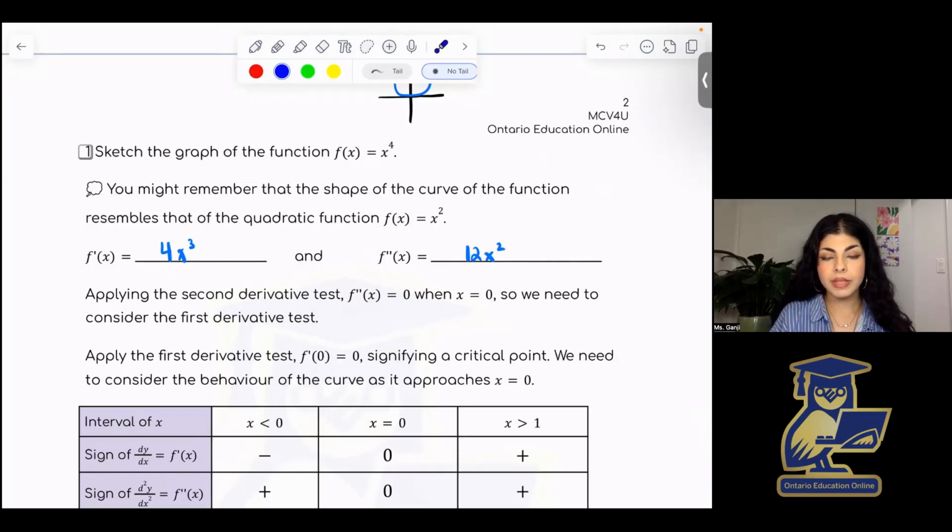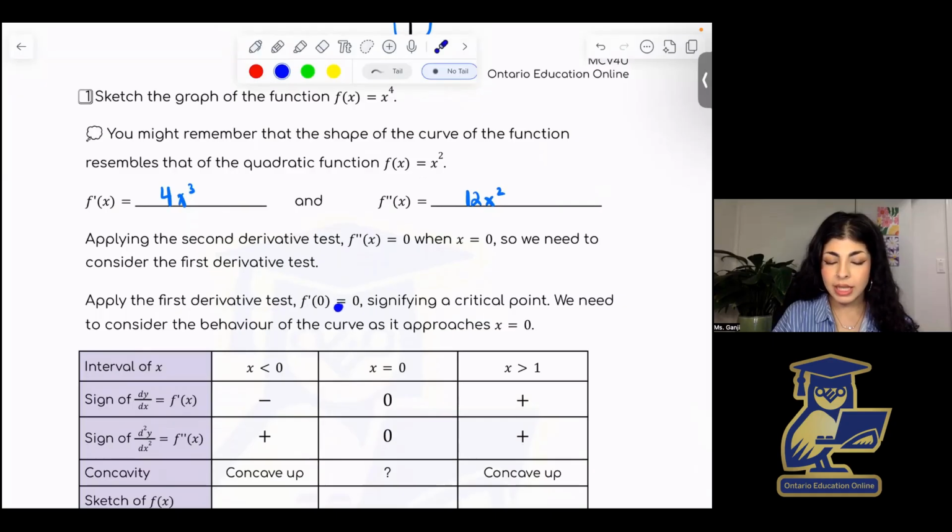So applying the second derivative test, we want to find where f double prime of x is equal to 0. And this happens when x is equal to 0. This information does not tell us right away if we have, for example, a local maximum, a minimum, or a point of inflection. It is a possible candidate for a point of inflection, but we need further information. So we also test the first derivative test. The first derivative test tells us that f prime of 0 is also equal to 0, which means we have a critical point, but again, it's not enough to determine the nature of the point.